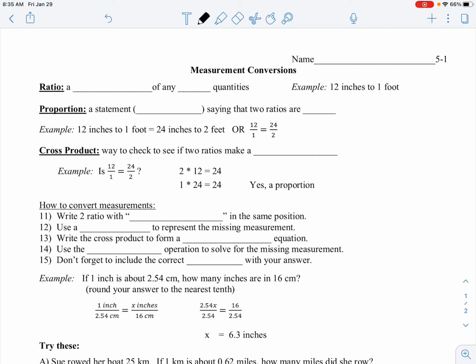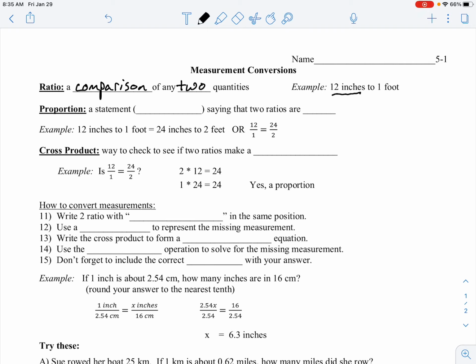We'll just get going here. So we got, as usual, a couple of definitions to get done. So the first one, ratio. What a ratio is, it's just a comparison of any two quantities. So we got an example here, so 12 inches to 1 foot.